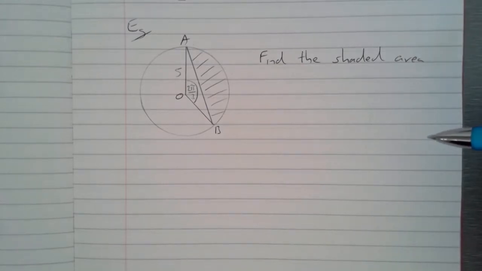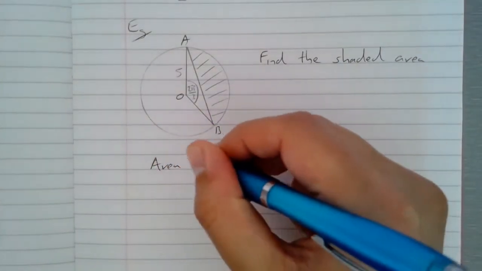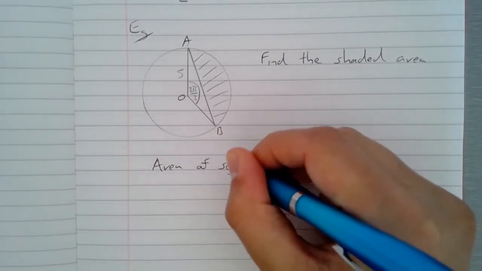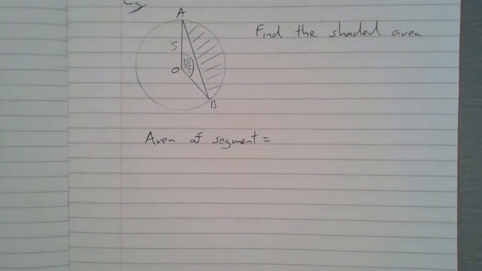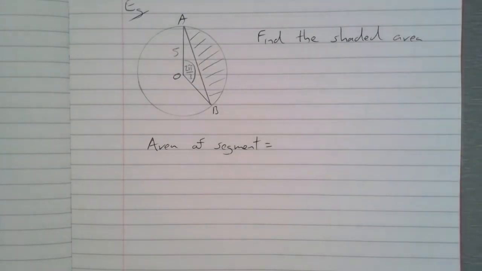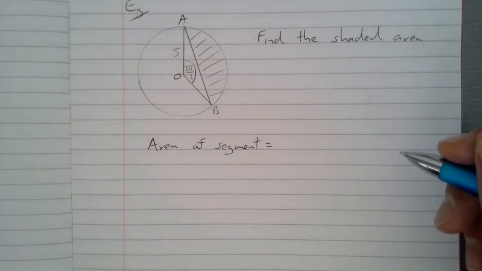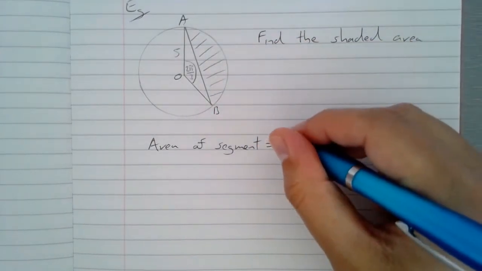So have a quick think. How could we use those three things? Finish this off for me. So area of segment is equal to what other two areas, the difference of two other areas of the shapes you can see. So hopefully you've said area of segment is going to be the area of the sector, so all of that.